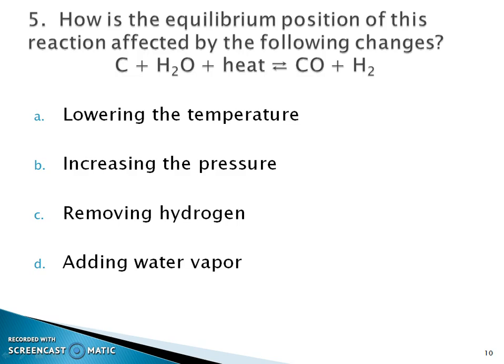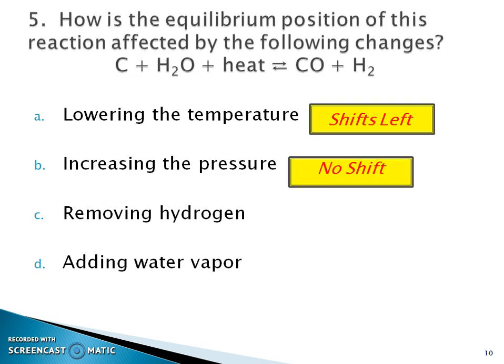So pause, see if you can come up with the answers. Did you get that? There's no shift at all. I just kind of told you there was 2 versus 2, so there's no shift in pressure, and therefore there would be no shift in increasing or decreasing volume as well.